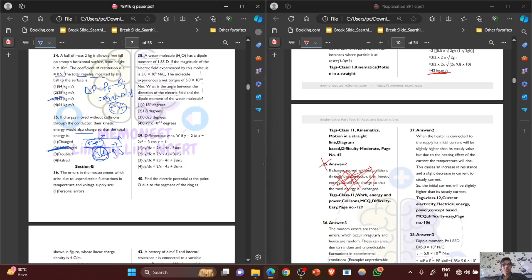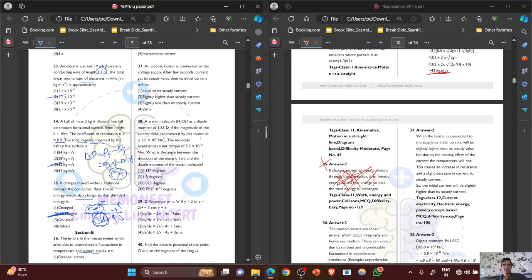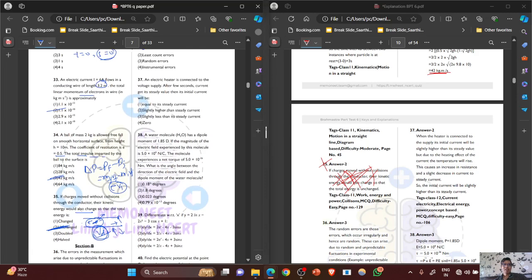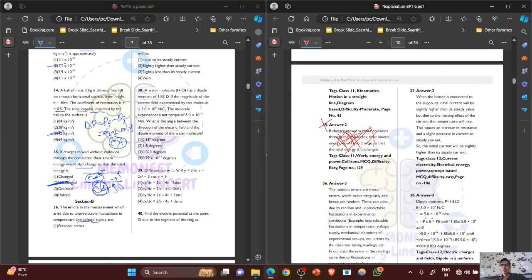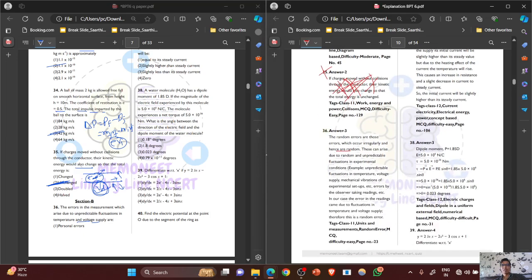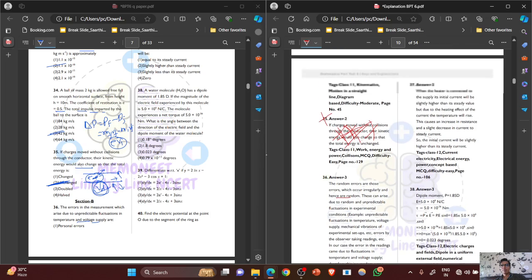Now, the errors in the measurement which arise due to unpredictable fluctuation in the temperature and voltage supply are called random errors. It's the definition of random error actually. You can see here, random errors are those errors which occur irregularly and hence are random. Okay, these are the random errors. Now moving ahead.